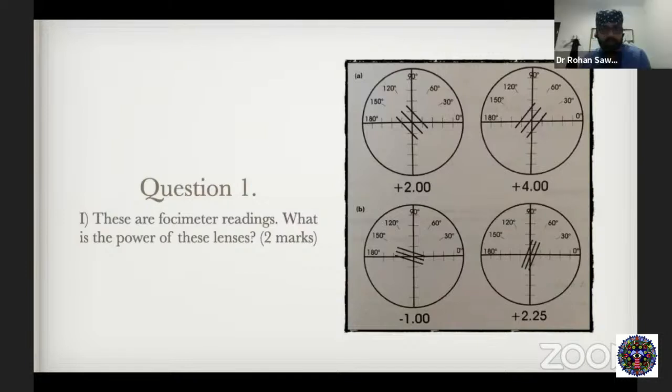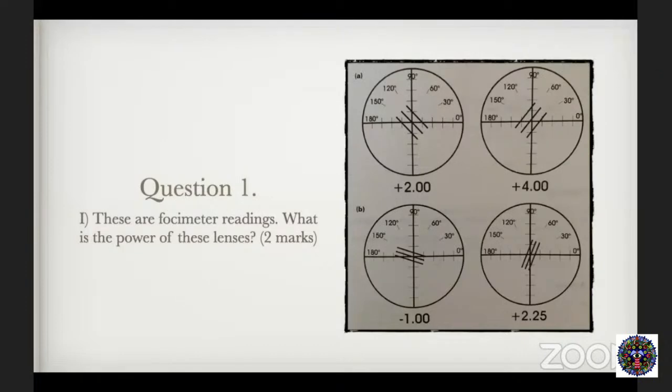Right, so that's the first question in front of you. There's a picture. It has got 2 forcimeter readings. What do you think is the power of these lenses? This question's worth 2 marks. Feel free to answer orally.